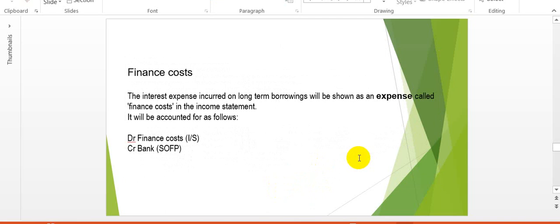We've said loans pay interest. This interest is also called a finance cost. The finance cost is an expense in the income statement. Expenses, we've already learned that they've got a debit balance. So the finance costs or the interest expense will debit finance costs in the income statement and will credit the bank in the statement of financial position.